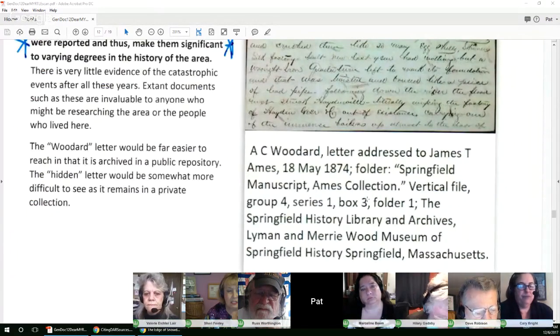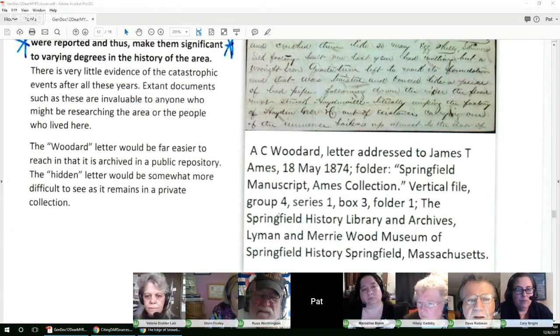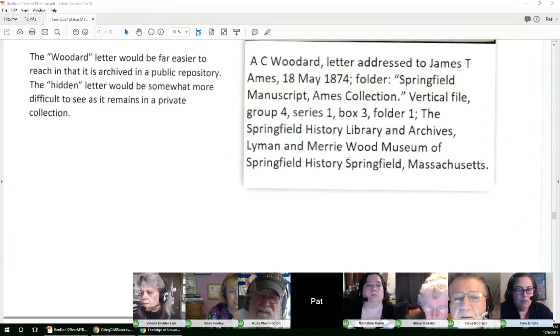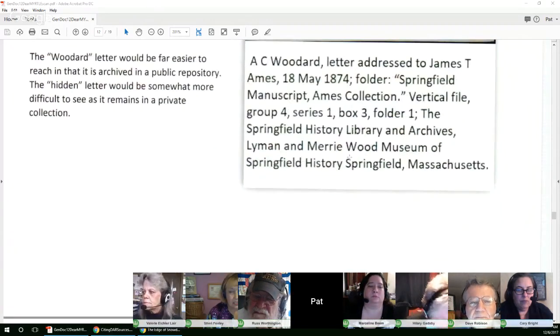It's signed. It's in a vertical file at a public library, the Springfield History Library and Archives. There's that Springfield, and we don't know where that Springfield is. No, it says Springfield, Massachusetts. And this was a citation I wrote for the BU program. Yes, there it is. I hadn't read all the way down. Let me move it up so people can see that citation. Very good. Two completely different letters. What a great bit of homework to have submitted.